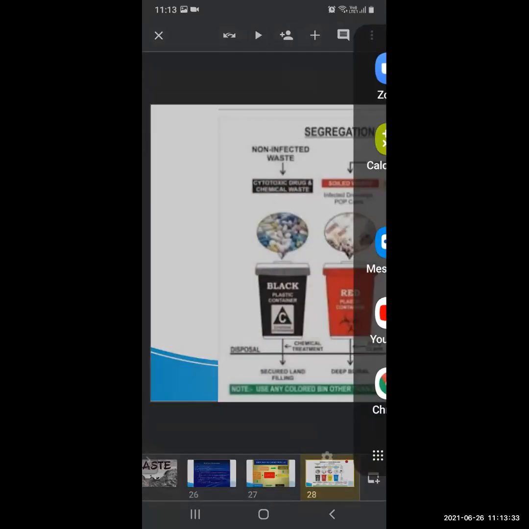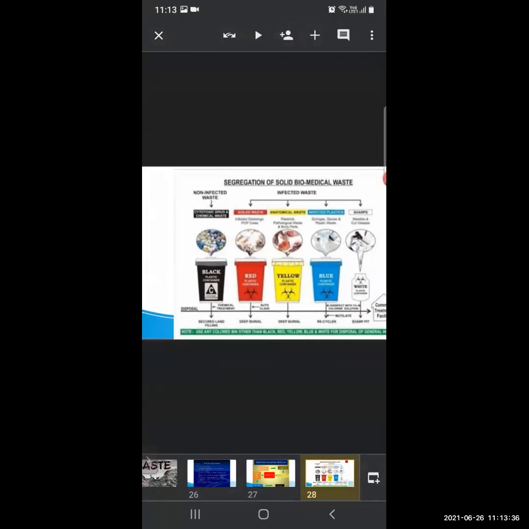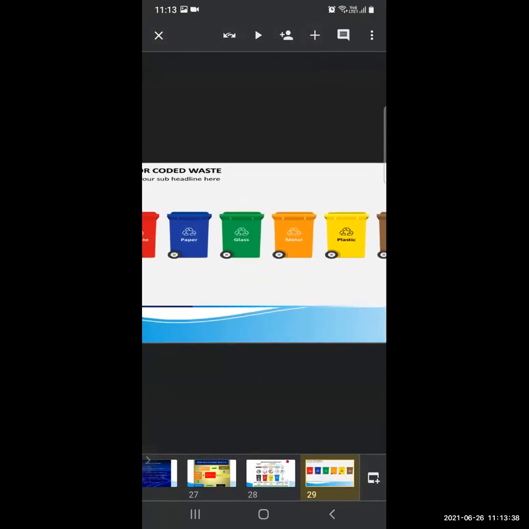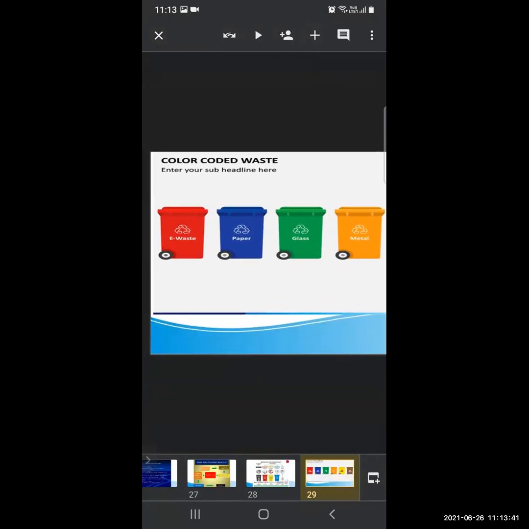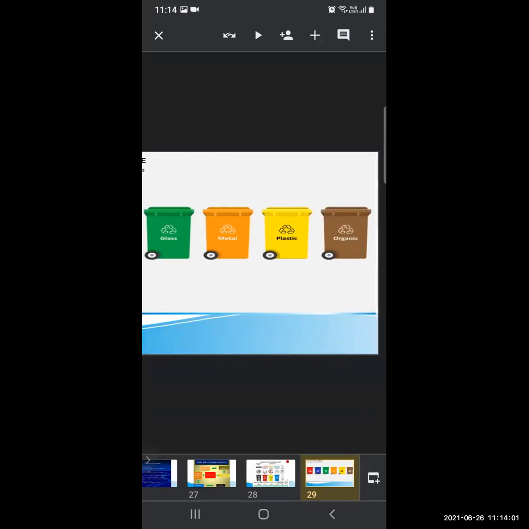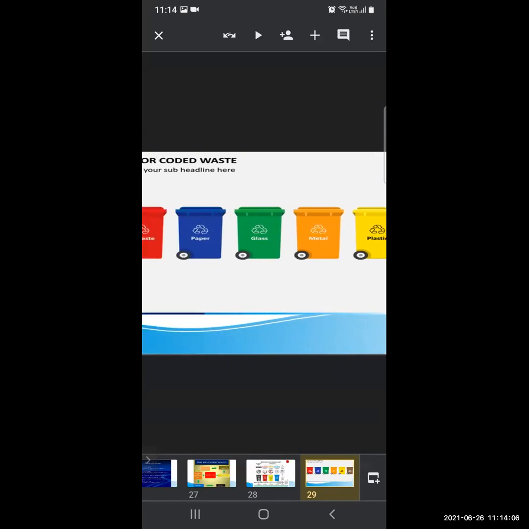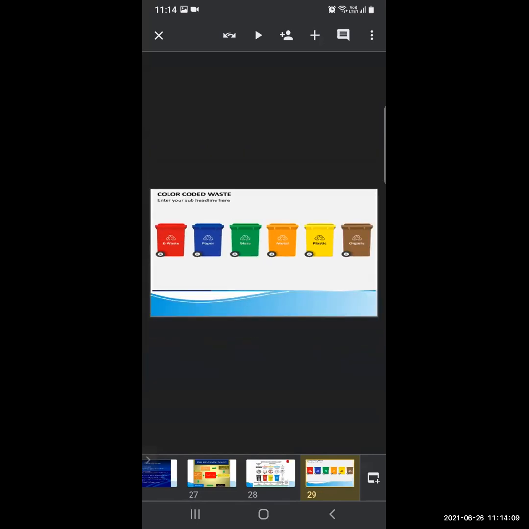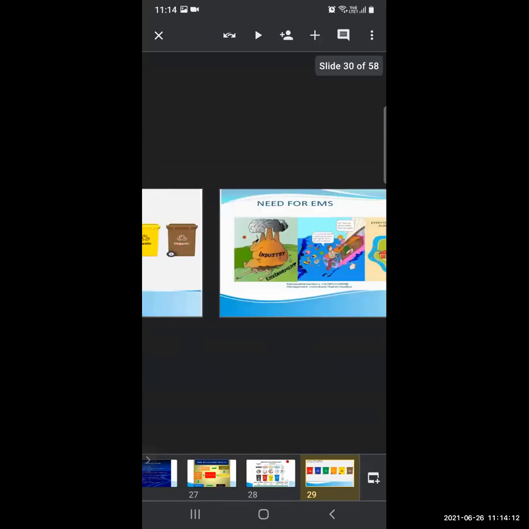This is all regarding the biomedical waste. Color coded waste. E-waste, electronic waste, the dustbin is red color. Then paper, which can be recycled, is a blue color. Glass, which can also be recycled, green color. Metal, plastic and organic. So these are the color codes. In this way, the waste management segregation of the garbage is done.